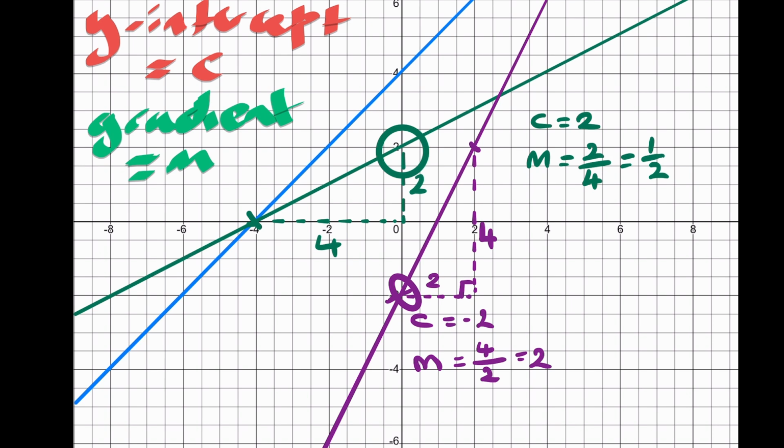Okay, last one then. Let's have a look at the blue line. So the blue line has an intercept here of +4. I'm going to pop this down in that bottom left quadrant. So C is equal to +4.